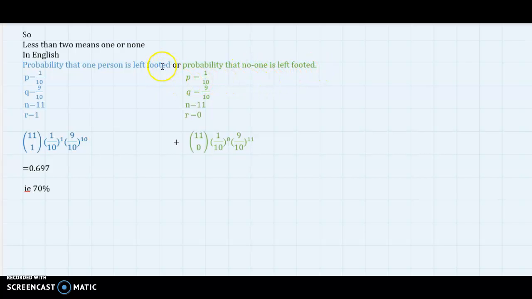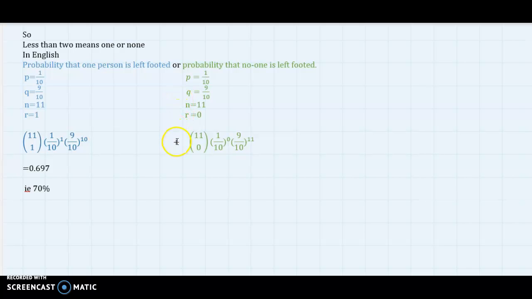So if we're looking at the probability that one person is left-footed, the probability of being left-footed is 1 over 10. The probability of not being left-footed is 9 over 10. There are 11 picks, so that means there are 11 trials, and the successful outcome would be having one of those people left-footed. So that becomes 11 choose 1 times 1 over 10 to the power of 1 times 9 over 10 to the power of 10.